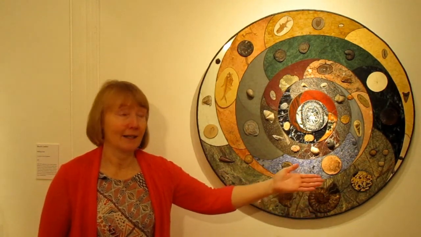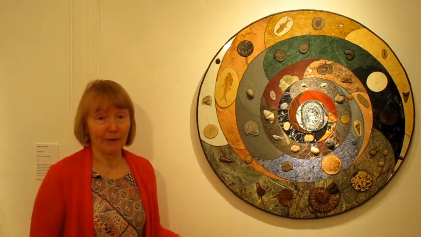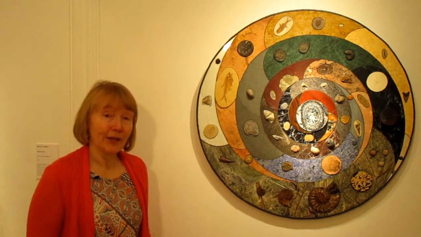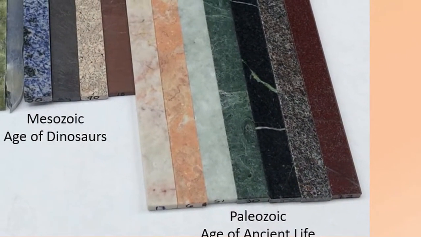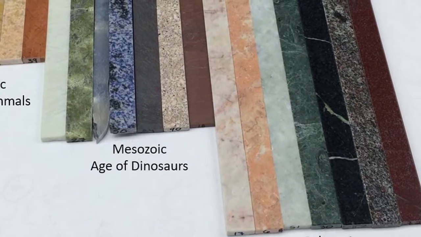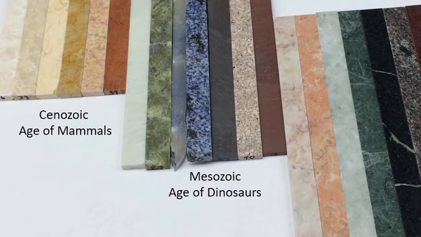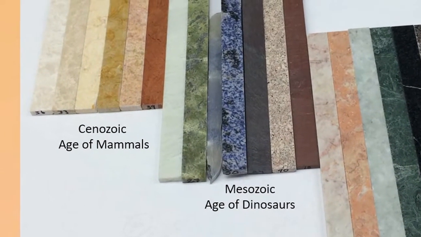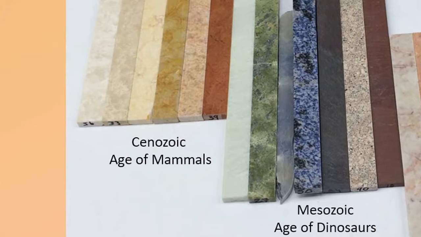First of all, I had to decide what colors of stone to use in the various spirals. The inner age of ancient life is where I've used dark reds, greens, and grays. For the second spiral, the age of dinosaurs, I used blues, greens, and purples. And finally, for this outer spiral, the age of mammals, I used warm neutrals, golds, and oranges.